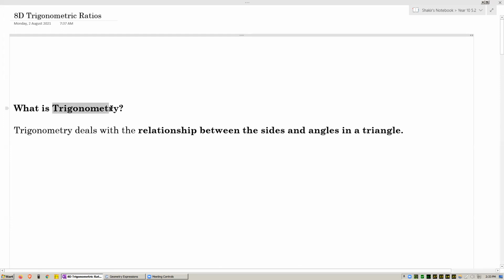So that's trigonometry. We just deal with it mathematically. Basically, we use trigonometry to find out the length of a side if you know the angle, or to find the angle if you know the side. So that's roughly what trigonometry is all about.